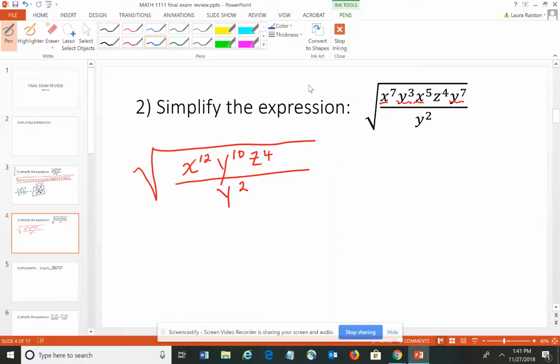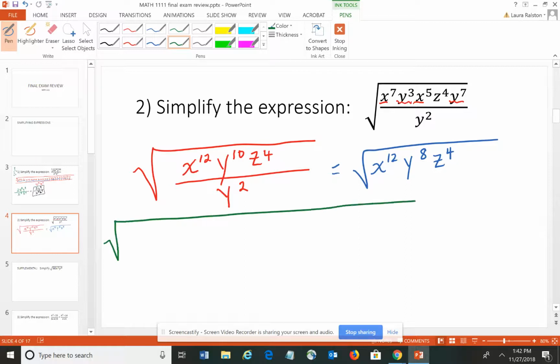The next thing I'm going to do, continuing to work under the radical, is deal with the y's. So 10 minus 2 would be 8. So I have x to the 12th, y to the 8th, z to the 4th. And there's nothing left in the denominator. Okay, so then I want to find pairs of 2. So if I think about it, if you need to write it out, we can do that.